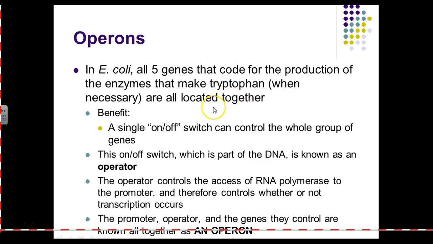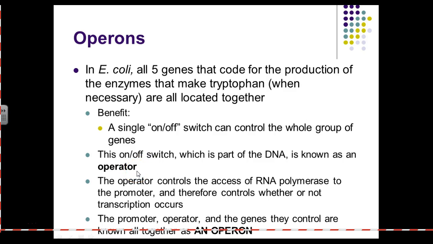And by all of these genes being located in the same part of the DNA, they can be controlled by a single on-off switch. One on-off switch controlling every single gene. It would kind of be like if we had one on-off switch that would control the lights in every room of our home. Same kind of analogy. This on-off switch is actually called the operator.